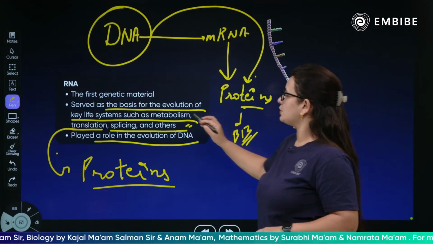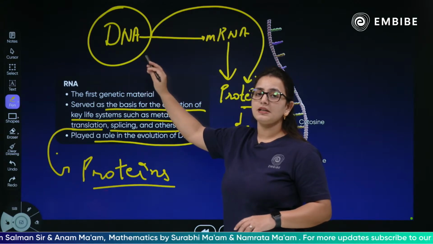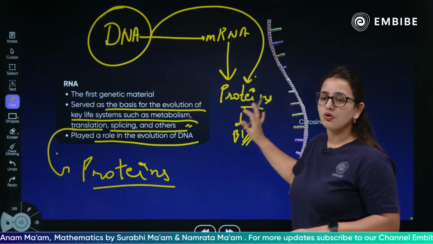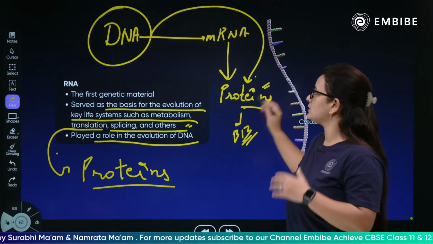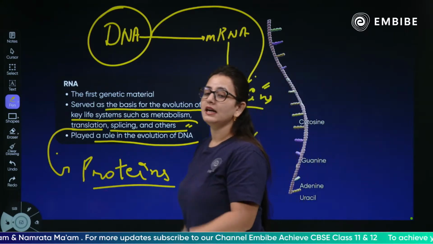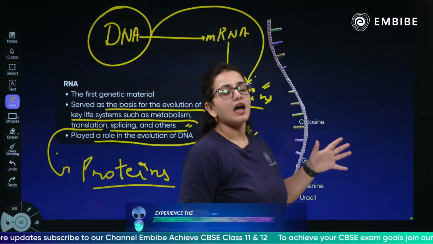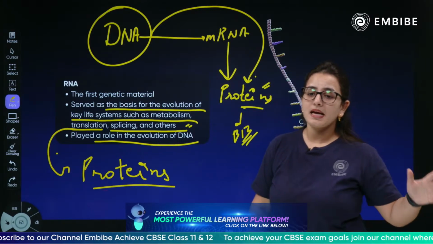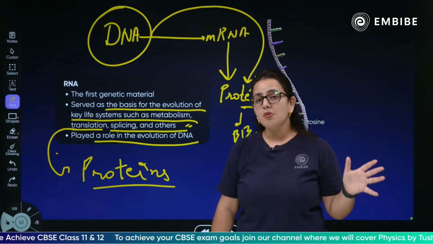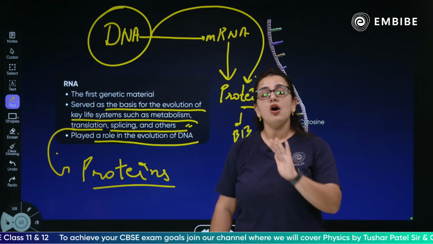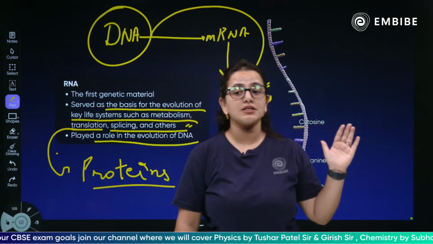So whenever there is an evolution, there is going to be a change in the genetic material. This genetic material in the particular organism will show the changes; their evolution process will be shown through this only, because all the things are interdependent on each other. So that is why in the initial years it was thought that RNA was the genetic material, the basis of the evolution process, the key life system such as metabolism, translation, splicing. All these things we're going to study in future. What splicing is, we're going to see, and what translation is also.